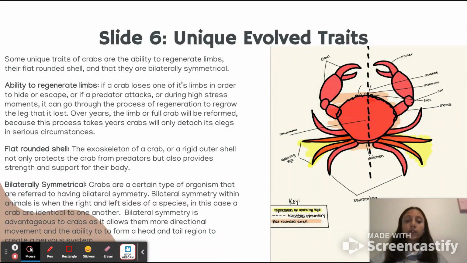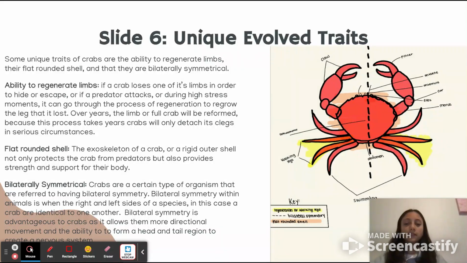Slide 6 is going to go over the unique evolved traits. So some unique traits of crabs are the ability to regenerate limbs, their flat-rounded shell, and their bilateral symmetry. So, ability to regenerate limbs. If a crab loses one of its limbs in order to hide or escape, or if a predator attacks, or during a high-stress moment, it can go through the process of regeneration to grow that leg that it lost. Over the years, the limb of the full crab will be reformed. Because this process can take years, crabs will only detach its legs in serious circumstances. This is shown highlighted in yellow, the legs that would be able to detach and regrow.